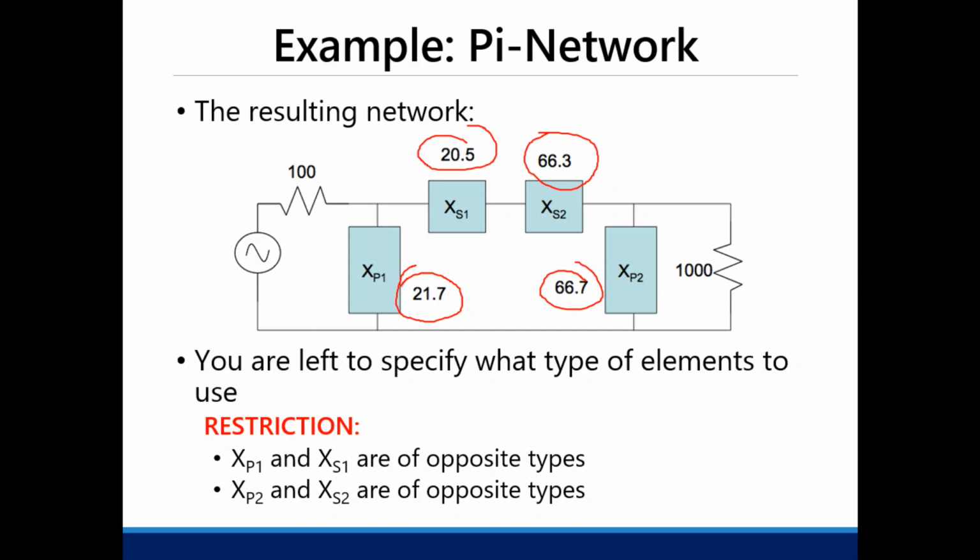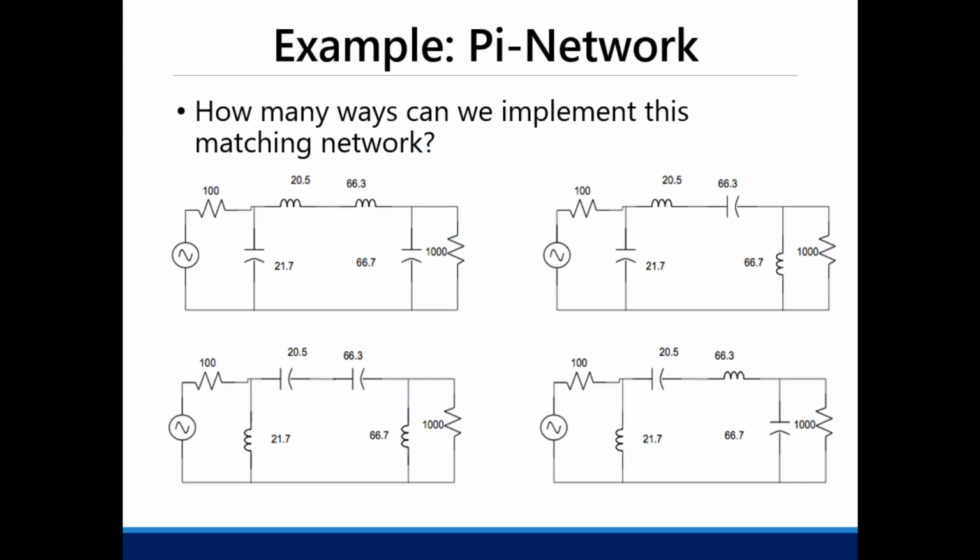And you can only choose two of them at the same time. That's why you have four types of networks, as you can see here. So there are four ways we can implement the matching network. So it's for you to decide.